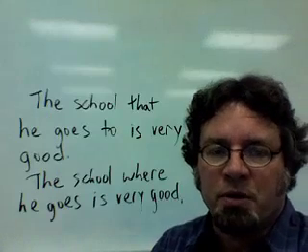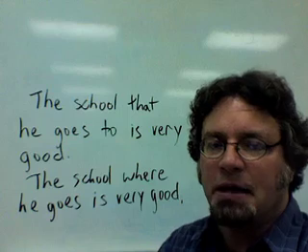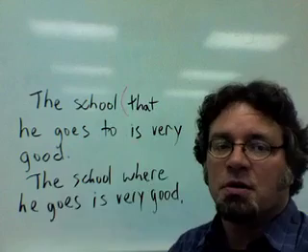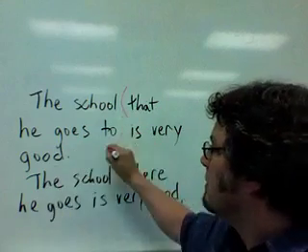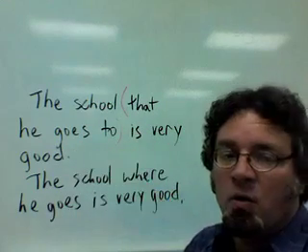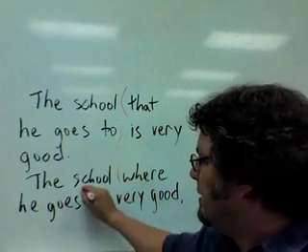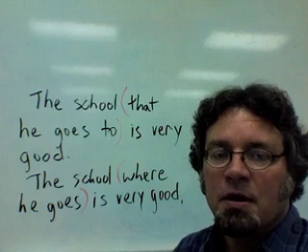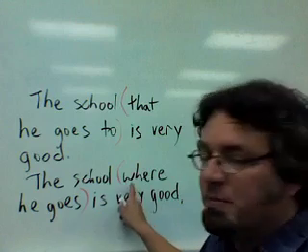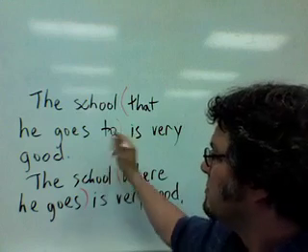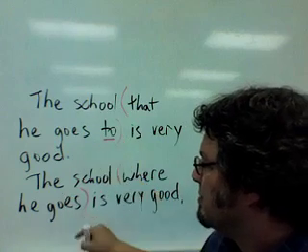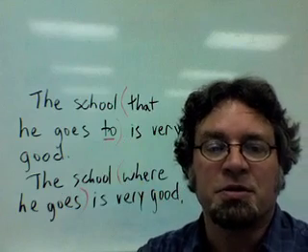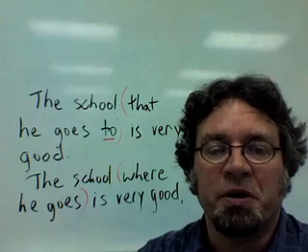It's important to remember that you can also use that instead of where in the adjective clause. So the school that he goes to is very good, or the school where he goes is very good. If you use where at the beginning of the clause, don't use the preposition to. Don't say the school where he goes to is very good. It's sufficient to say the school where he goes is very good.